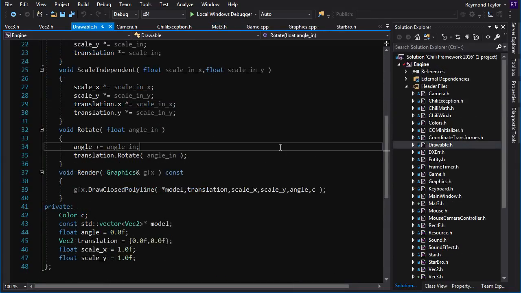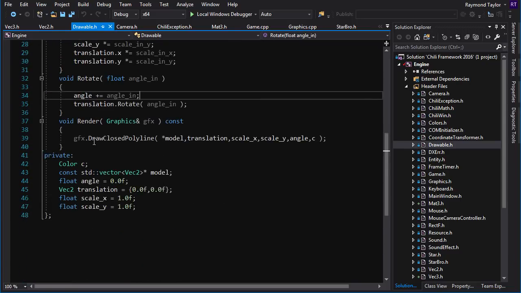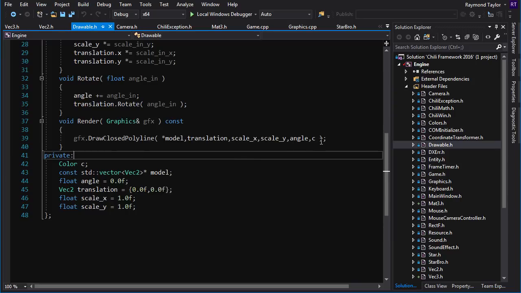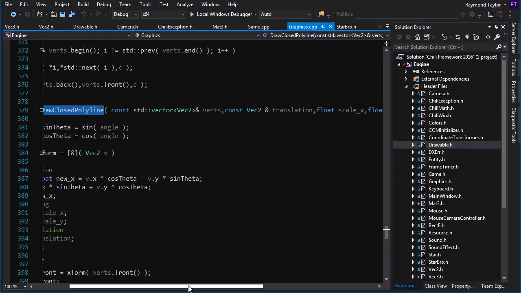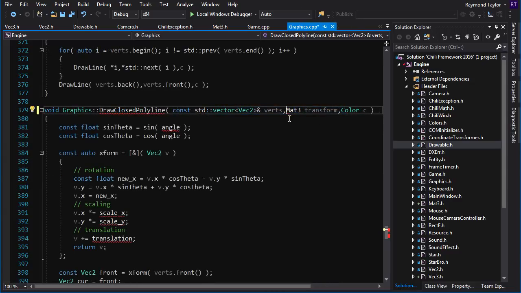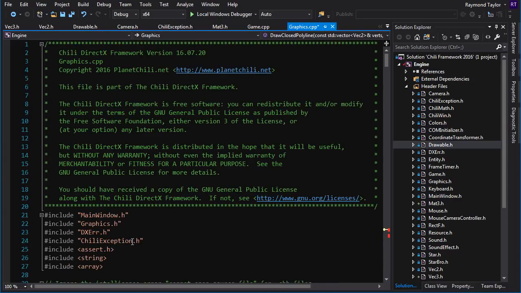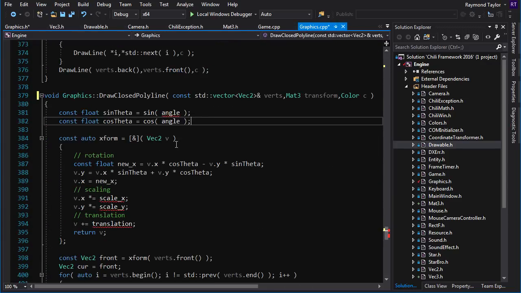So a very important part of the drawable pipeline is the drawable object. And we can see here where the buck stops is draw close polyline. That gets past all the transformation stuff, and that's where the transformation actually gets applied to each vertex. So let's go to this guy. Now what we're going to do is rework this. We're going to make it take a single transformation matrix. And we need to know about mat3, so let's include that, and you're happy. Good. Okay, now we can continue with the doings.